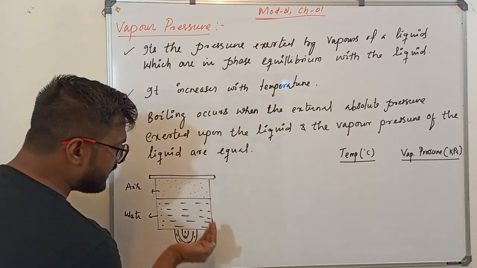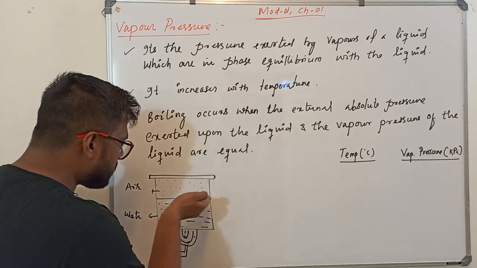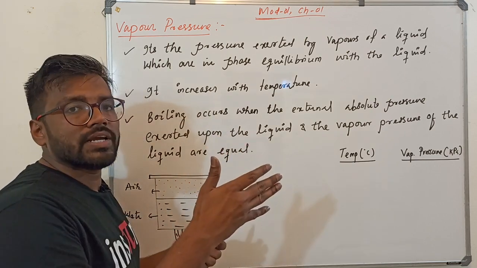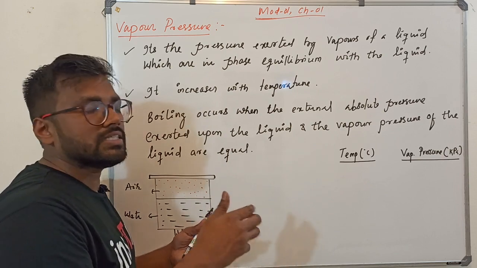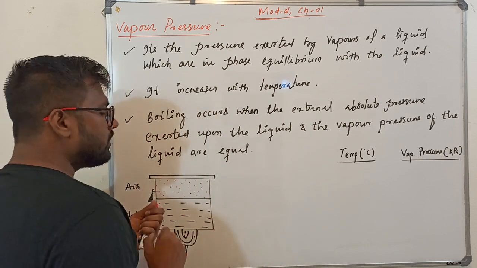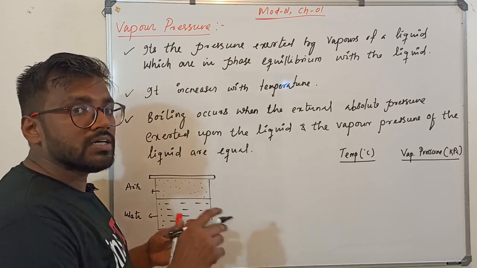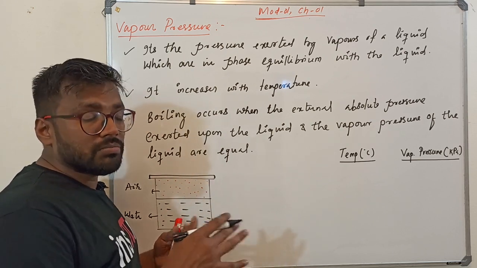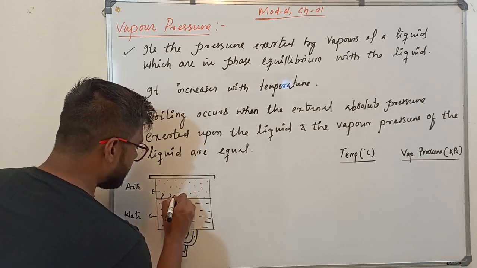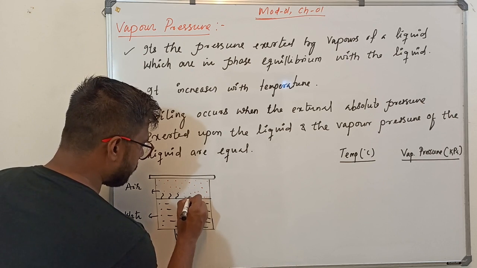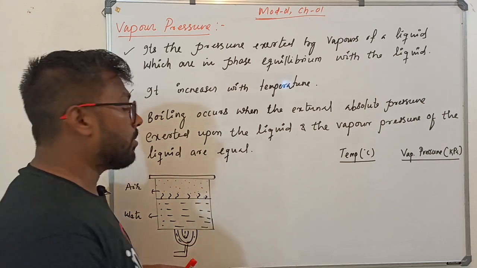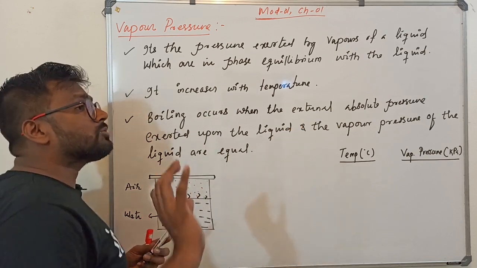Because you are heating, the surface will first try to get the energy. When it gets the energy, the kinetic energy increases and it breaks the intermolecular forces, the bonds which have been made. Then it will try to escape. But what is there in the immediate surrounding? Air is there. But how will it escape when there is no space?